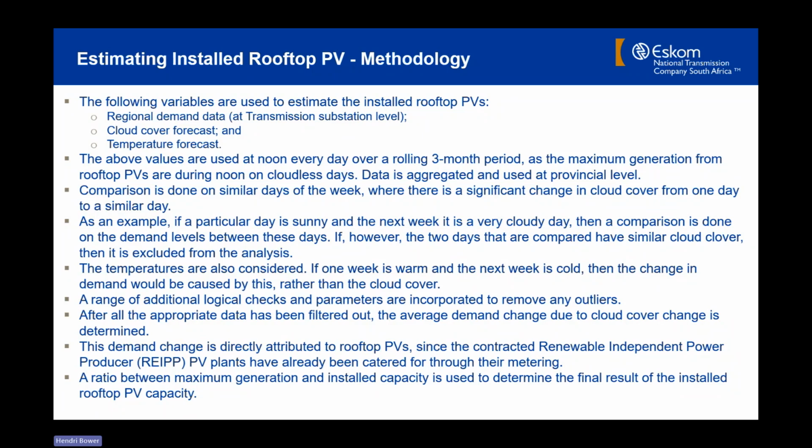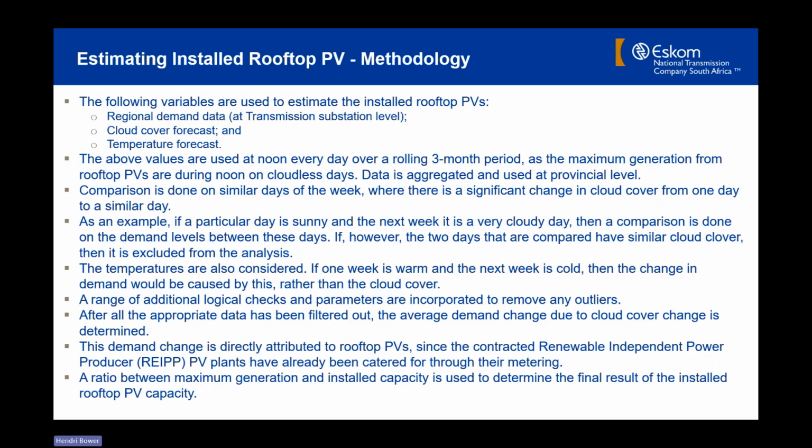So I know it's quite a bit of detail, but I think it's quite good to still talk through it. The variables that I use, as I mentioned, is the regional demand data. This is at a transmission substation level. I'm also looking at the cloud cover forecast and the temperature forecast. Now, I use these values at 12 o'clock every day, so at noon every day, over a rolling 3-month period. This is really because your maximum generation from your PV is during the noon, on a cloudless day. And then, like I mentioned, this is aggregated, and I use it at a provincial level.